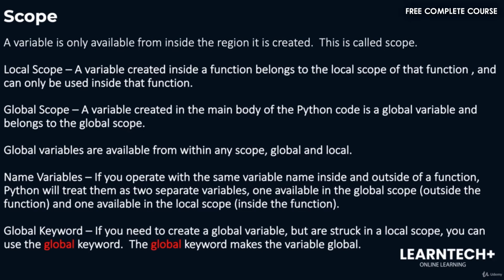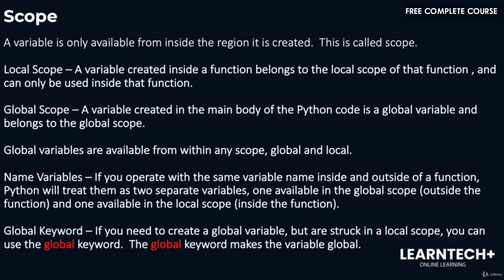All right, welcome back. So in this video, we're going to talk about scope. A variable is only available from inside the region it is created. This is called scope. There are a couple of different variations of scope. You have local scope: a variable created inside a function belongs to the local scope of that function and can only be used inside that function.